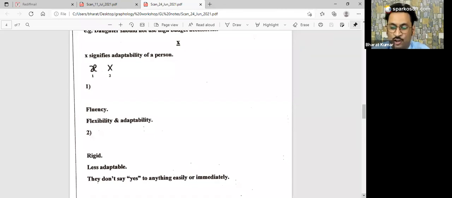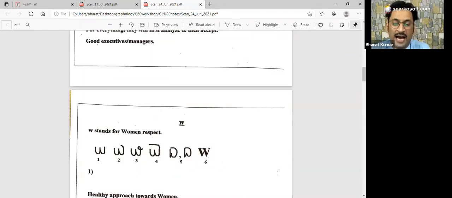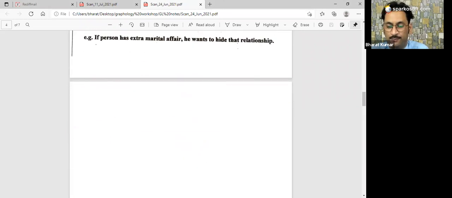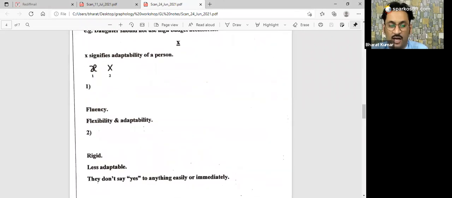They don't say yes to anything easily or immediately. Before saying yes, before making any promise, they will think properly. So how many of you have this nature in type 2? Yeah, type 1 can be without loop, no issue. You can check, we are looking for right hand side of W. Generally, left hand side of W is constant. So we are looking for especially right hand side of W. Now we are talking about X again. So if you are having type 2 X, less adaptable, you will not make promise easily.